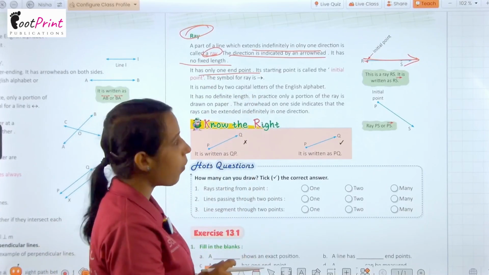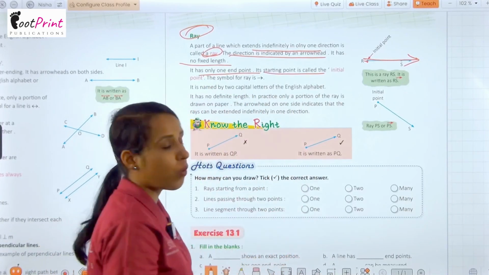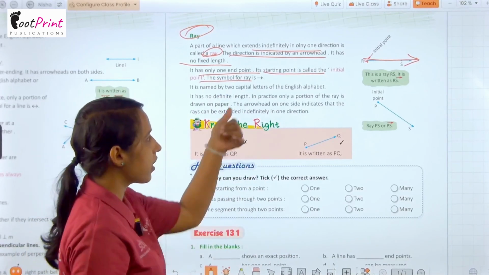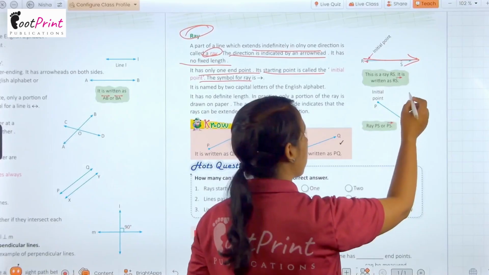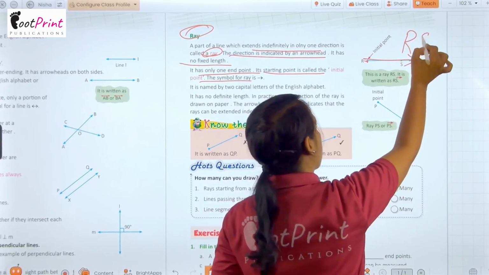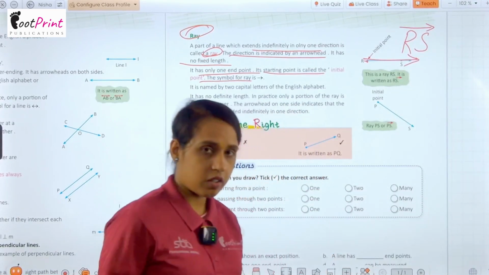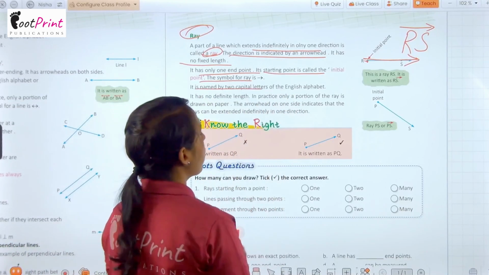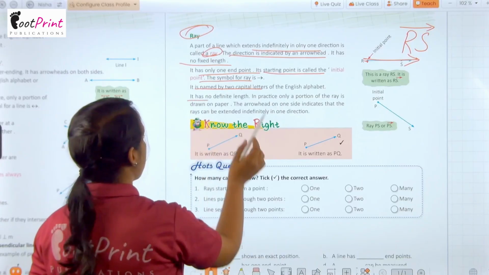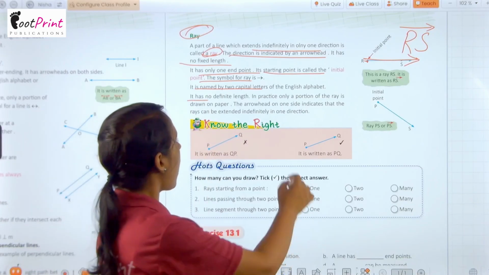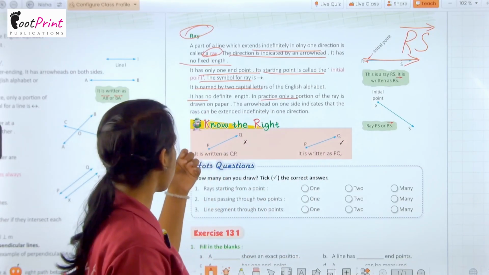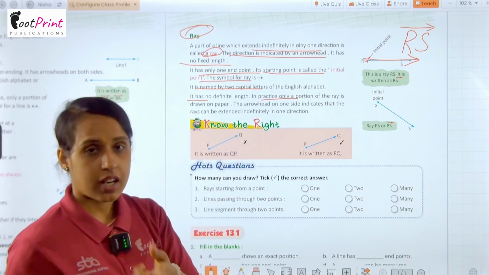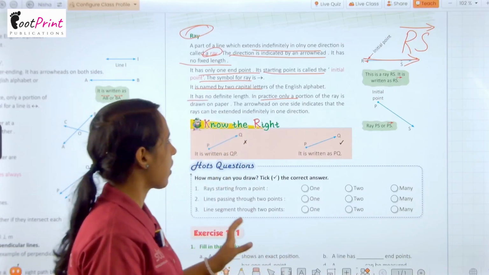It has only one end point and its starting point is called the initial point. And the symbol we use for it, this one. If we want to write ray RS, so we will use this symbol for that. So by saying that we can say RS is a ray. It is named by two capital letters of the English alphabet. It has no definite length and in practice only a portion of the ray is drawn on paper. कि प्रैक्टिस के लिए हम देखने के लिए बस रे का एक पोर्शन पेपर पे ड्रॉ कर सकते हैं.